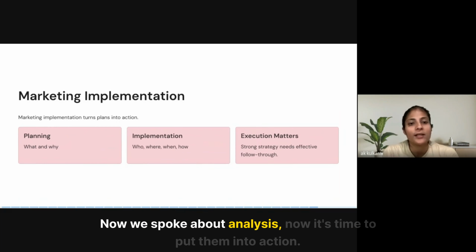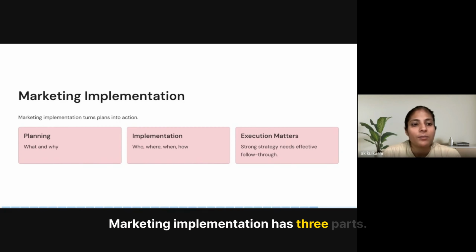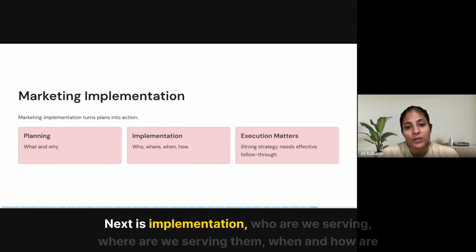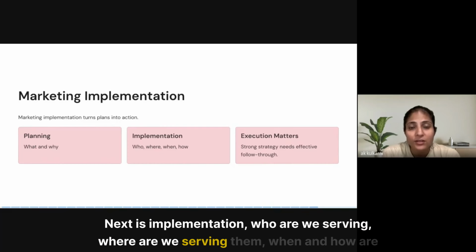Okay, marketing implementation turns plans into action. Now we spoke about analysis. Now it's time to put them into action. Marketing implementation has three parts. First is planning: what and why. Next is implementation. Who are we serving? Where are we serving them? When and how are we doing it?